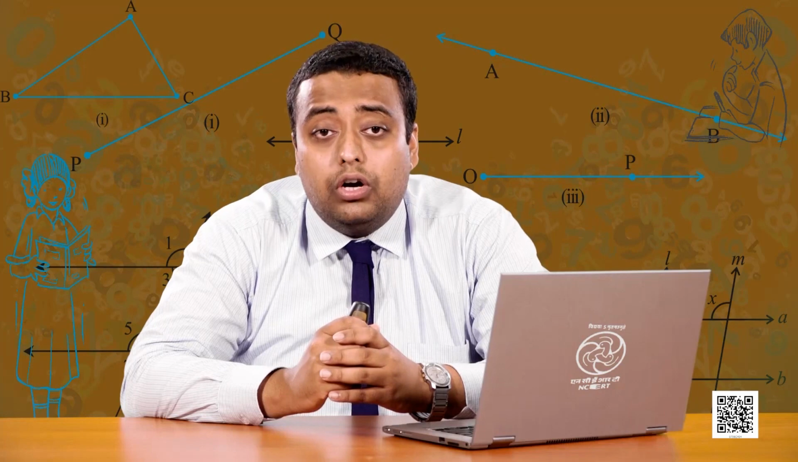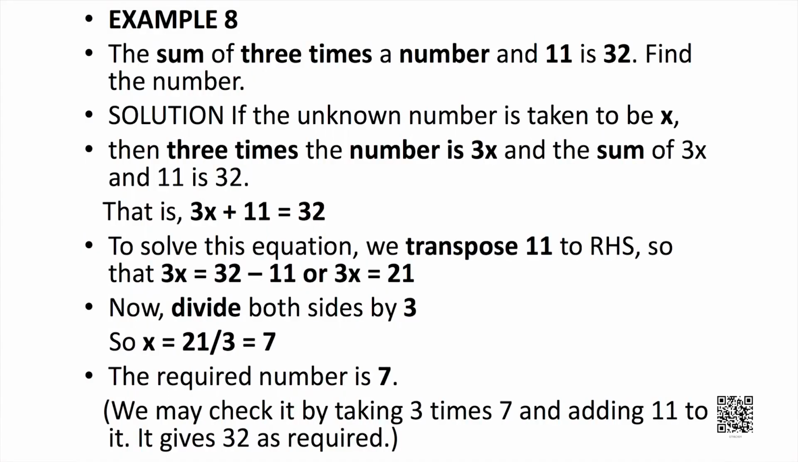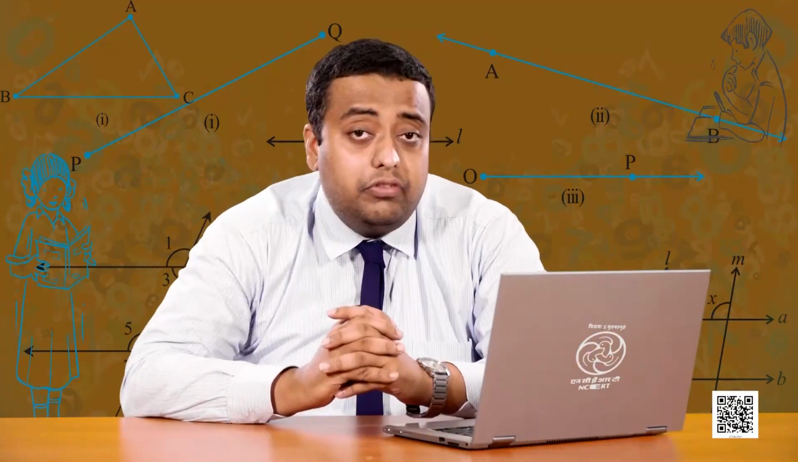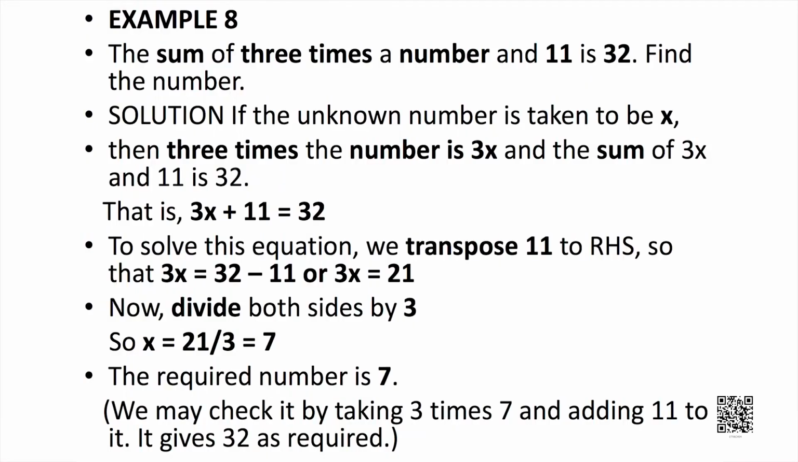We begin with what we have already seen in the example first. So, taking into account example number 8. The sum of 3 times a number and 11 is 32. Find the number. To find the solution of this question, students, what we will do? We will take the unknown number as x, then 3 times the number will be 3x, and the sum of 3x and 11 is 32. Then the equation will be 3x plus 11 is equal to 32.